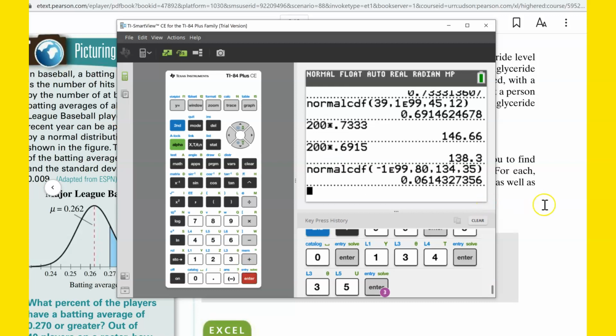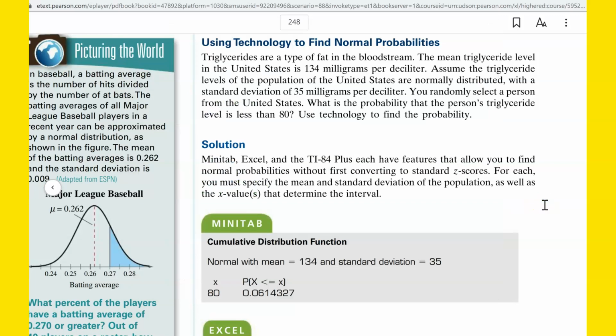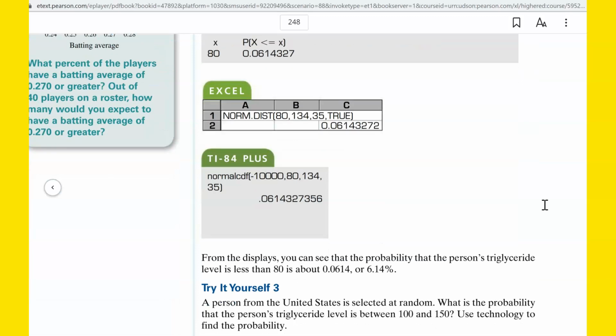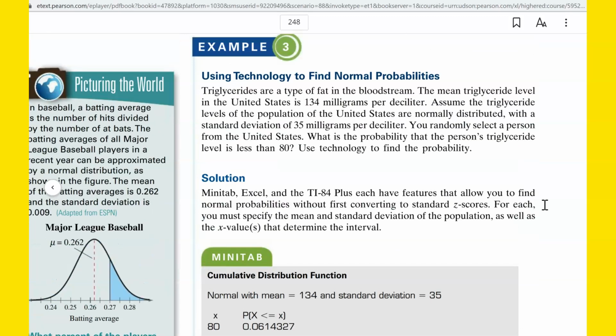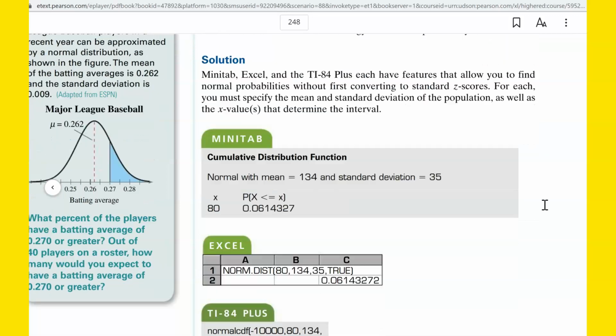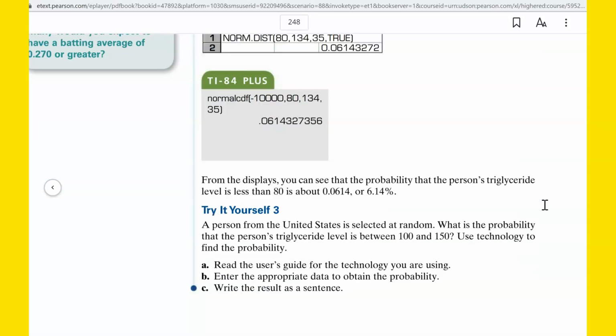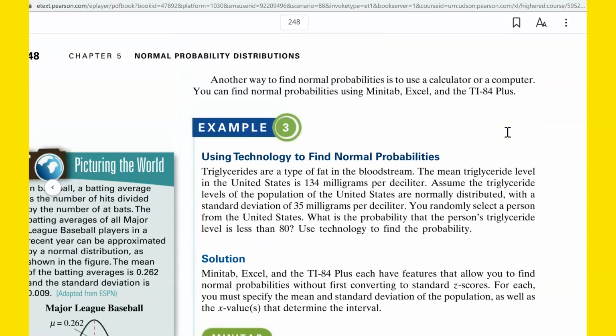So about 6% would have triglyceride levels less than 80. Would we consider that unusual? It's kind of unusual, but you wouldn't say mathematically that it's quote unquote unusual, because to be unusual, it needs to be less than 5%. 5% or less. All right, that is it for section 5.2.